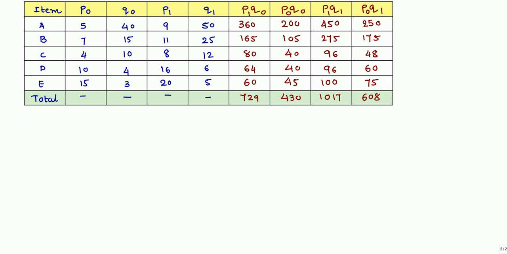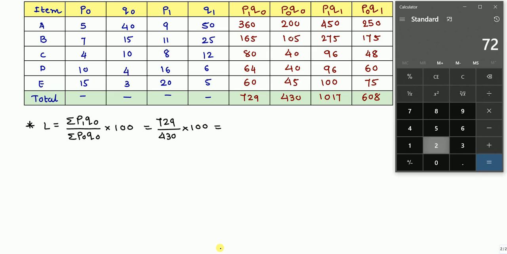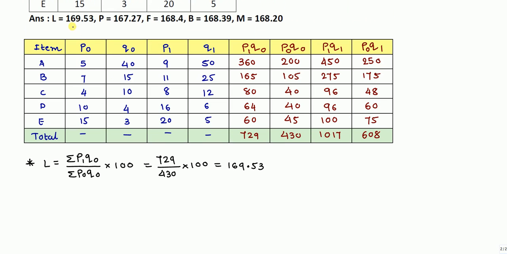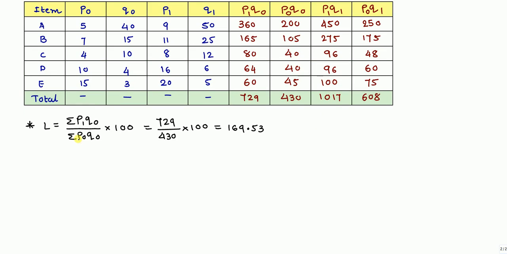First, Laspeyres' index number. L is equal to sigma P1 Q0 upon sigma P0 Q0 into 100. It is equal to 729 divided by 430 into 100, which is 169.53. Let us check our answer. It is 169.53.